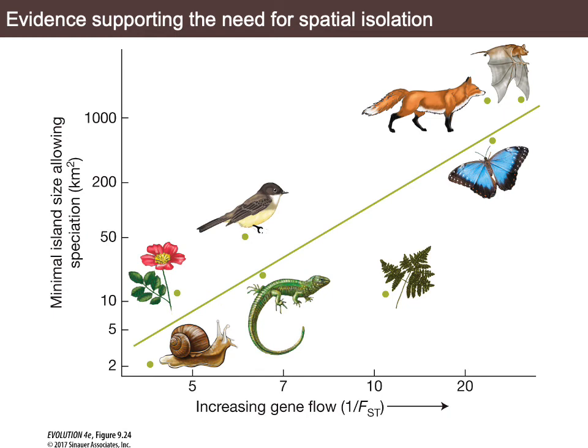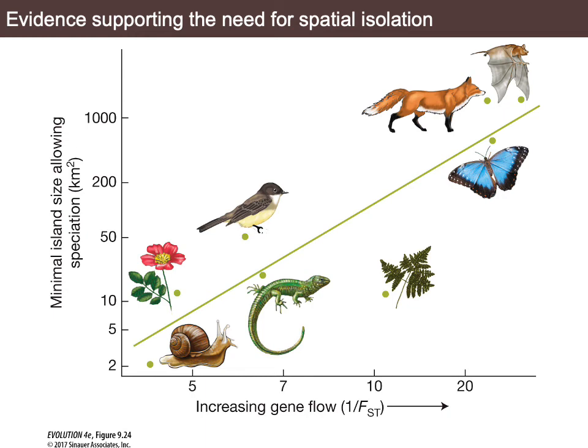Why is that? Why can't a bat speciate on an island that is only 50 square kilometers? It's because they move too much. They have too much gene flow. You're not going to have allopatric populations of a bat on a 50 square kilometer island.